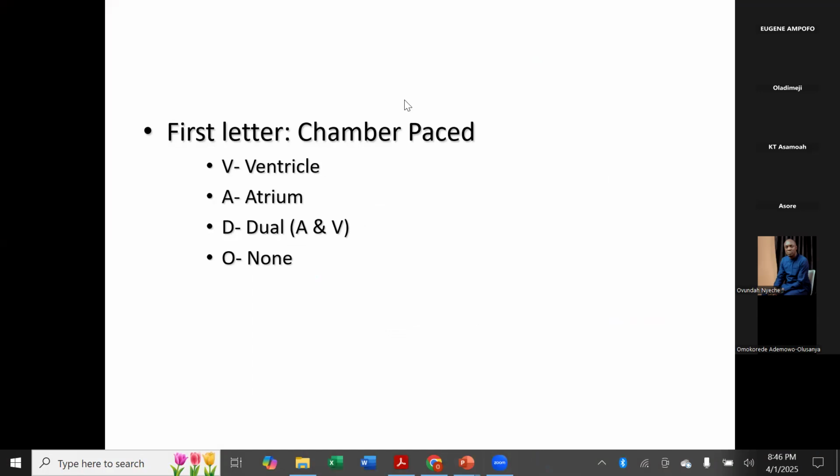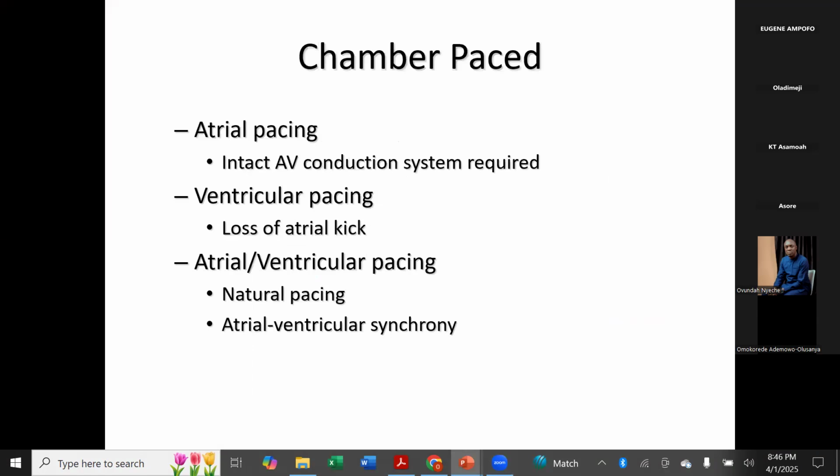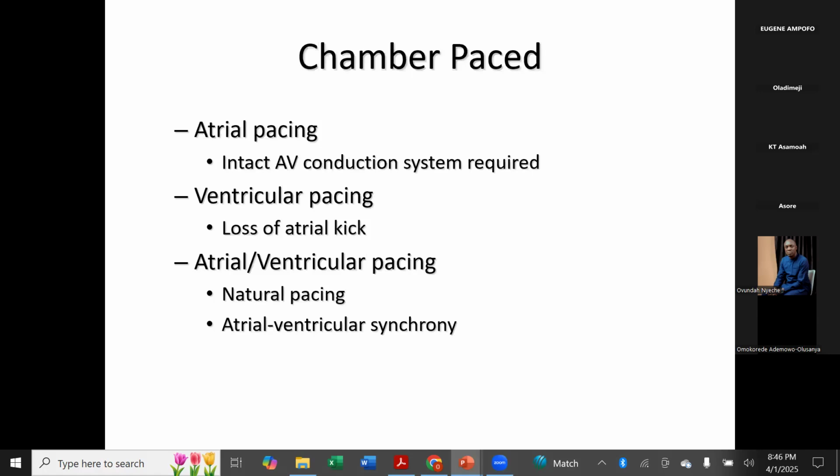We've described the different segments of the pacemakers when giving the codes. One important thing here is that when you use a single chamber pacemaker, you will not be able to achieve synchrony. For example, if you are just pacing the atrium, sometimes it might be difficult because you are not coordinating both atrium and the ventricle together. Synchrony can be lost at times.